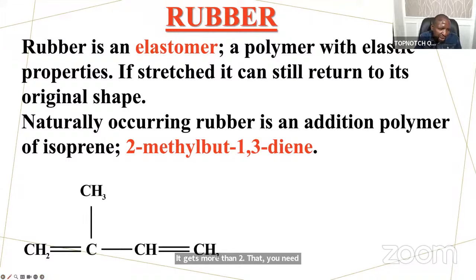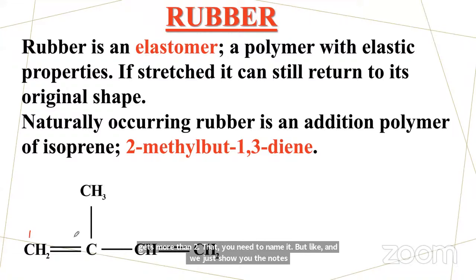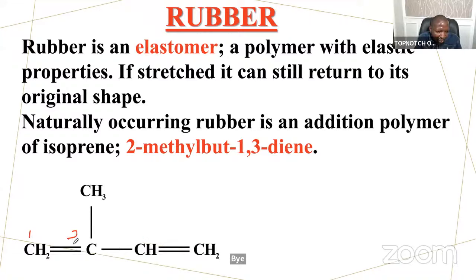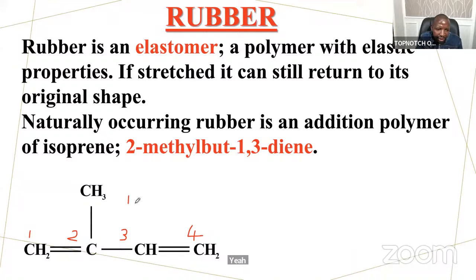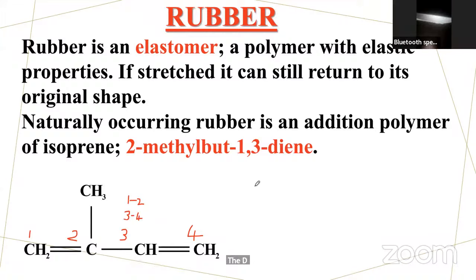So, for example, take this one. Let me just show you. We have one, two, three, and four. When you are naming, you start counting from the end nearest to the branch. So here you see there are two double bonds, one between the first and the second, and the other one between the third and the fourth.